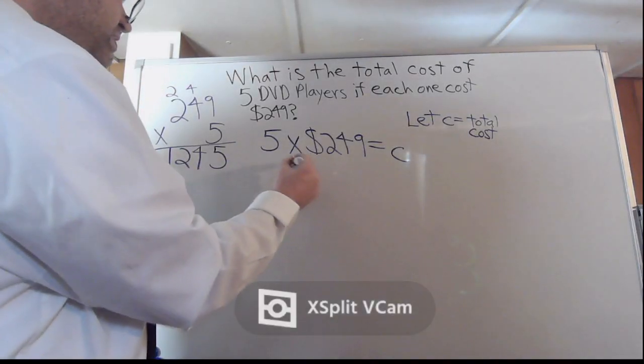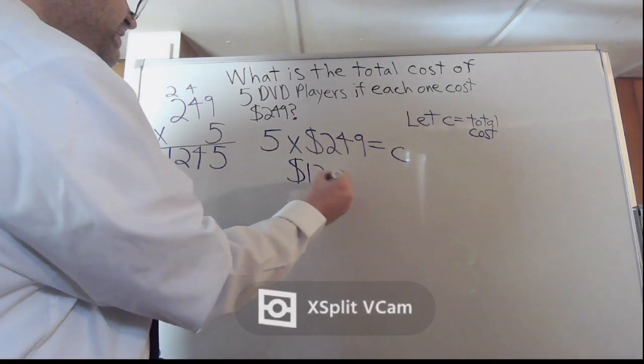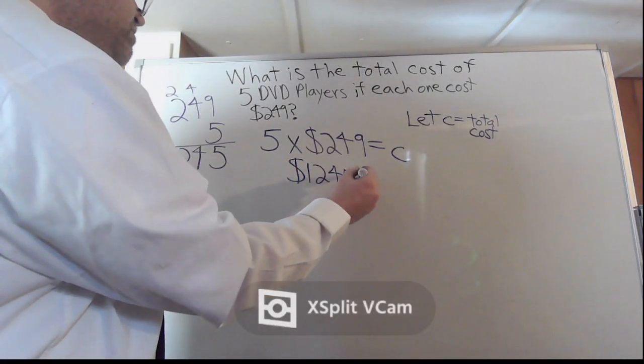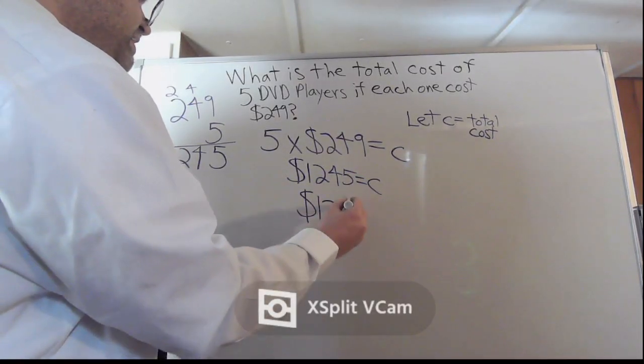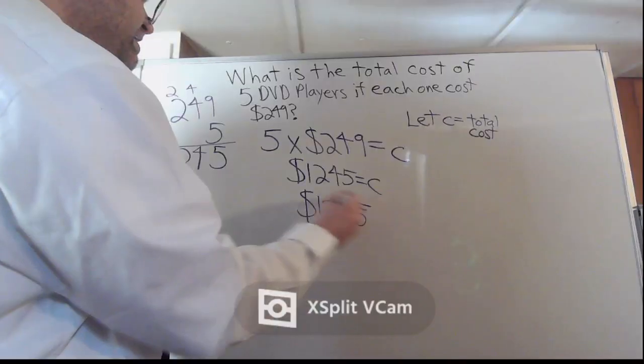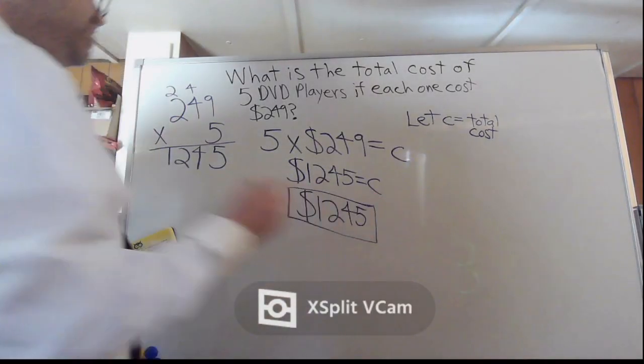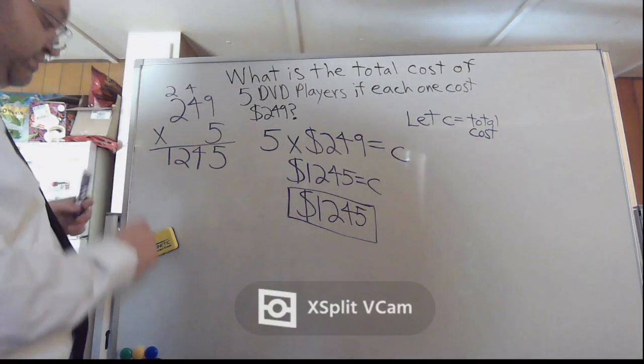So it looks like $1,245 equals C, which is your total cost. So you'll express your final answer as $1,245. And that's what you get for the cost of 5 DVD players.